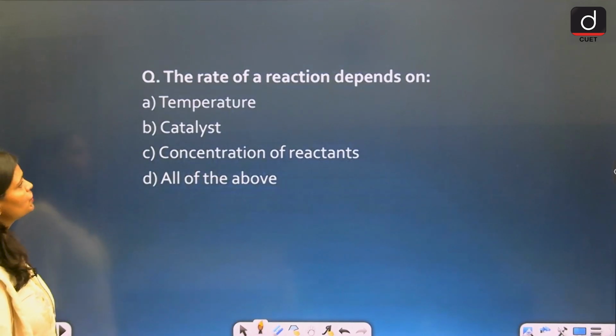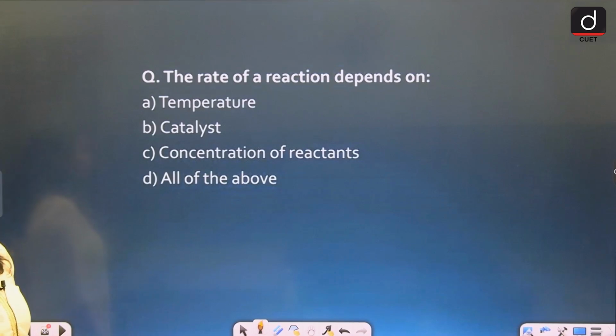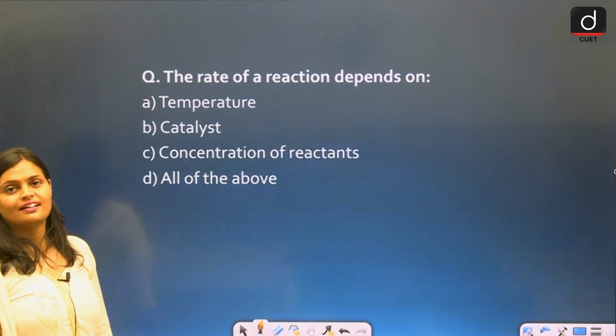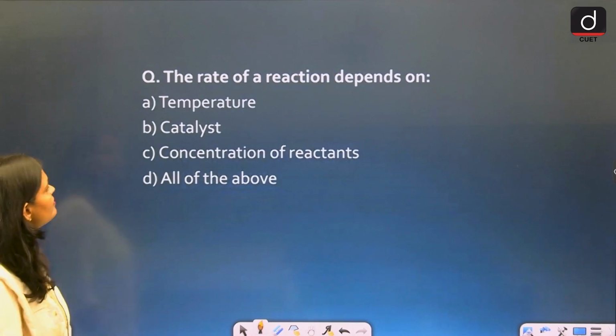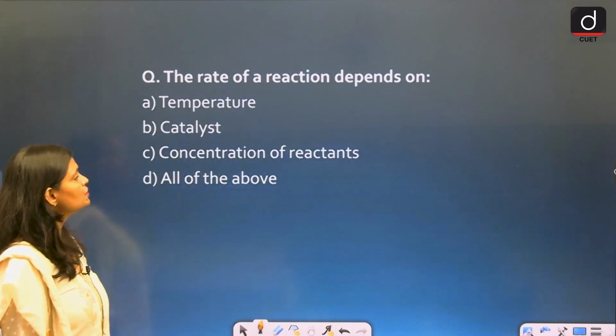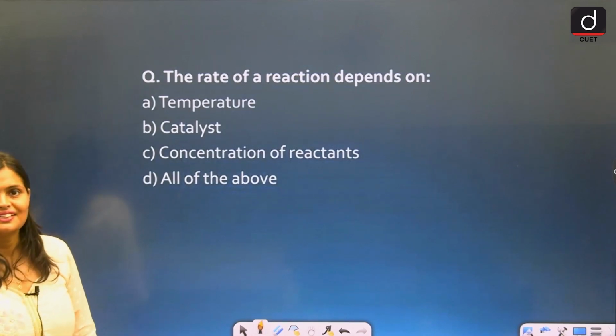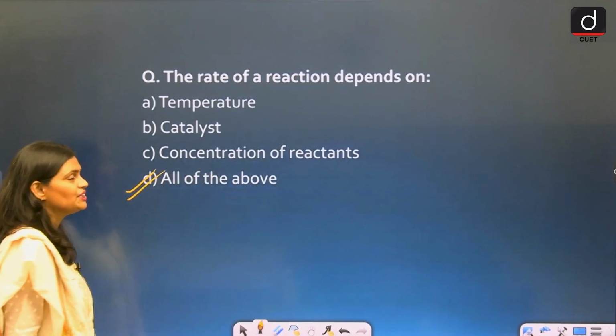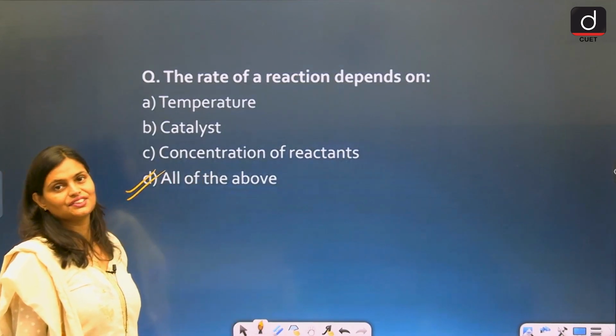The rate of reaction depends upon? On what factor does the rate of reaction depend? Yes, try to solve. Temperature, catalyst, concentration of reactant, all of the above. So definitely it depends on all: temperature, catalyst, concentration, everything.